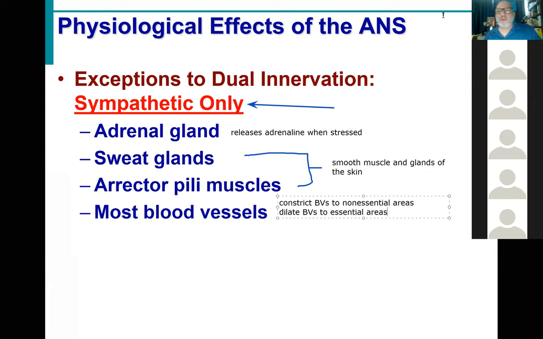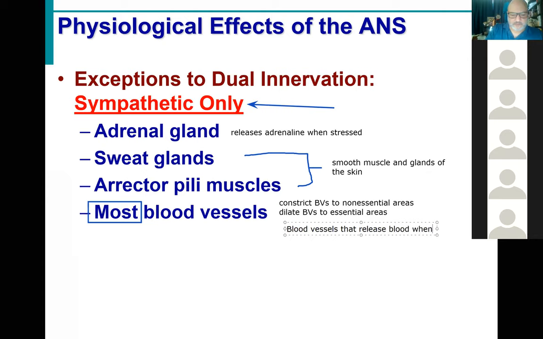But once again, we have this pesky word most. There are some exceptions, and the primary exceptions are the blood vessels that release blood when aroused. What areas become engorged in blood when we are aroused?